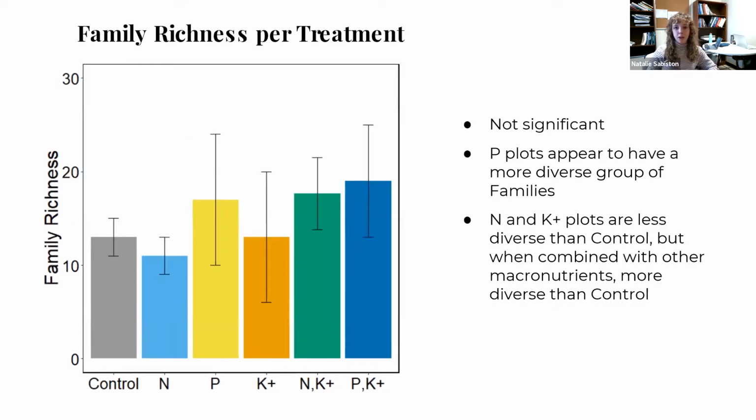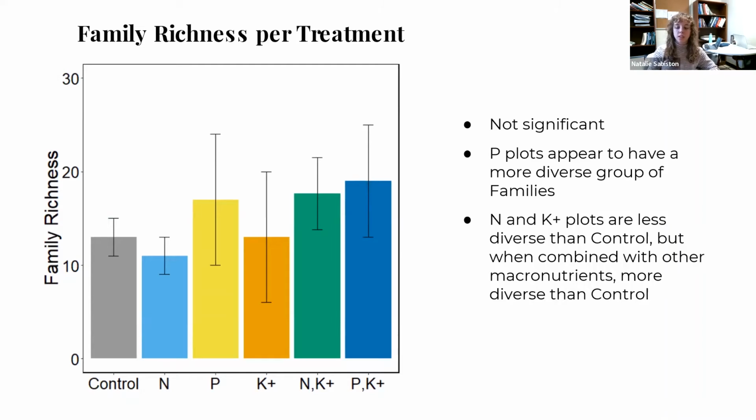Similar results can be found when looking at this plot. It shows family richness. So family is a more specific identification for the insect, so it provides a more detailed description of arthropod community diversity. This graph shows family richness, or how many families were present, shown on the y-axis, and again, the treatments are on the x-axis. The phosphorus treated plots are more rich than the control plots. However, N and potassium plots were less rich compared to the control plots.